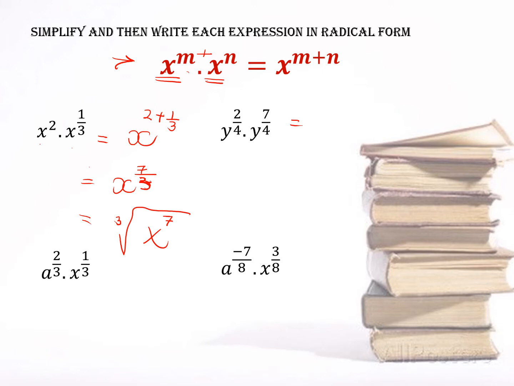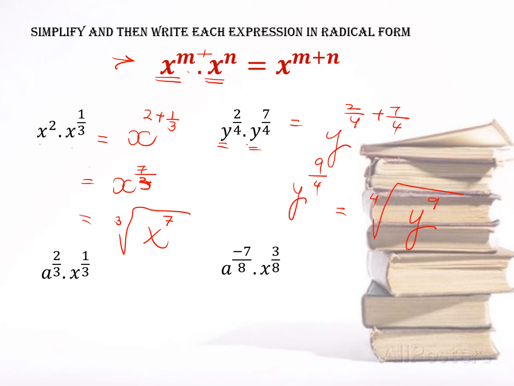Y to the power 2 over 4 and y to the power 7 over 4. Now what is important? That both the bases are alike. So you will write the base one time. Now what you will do? You will add the powers. That means 2 over 4 plus 7 over 4. So y, it will give you 9 over 4. Change it into radical sign. So under the radical sign you will write y. The numerator goes as a power inside and the denominator will be written as an index.